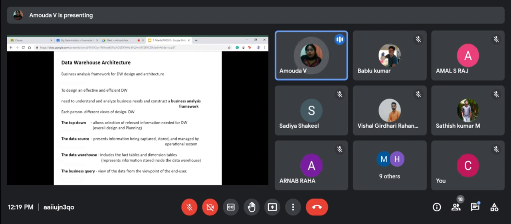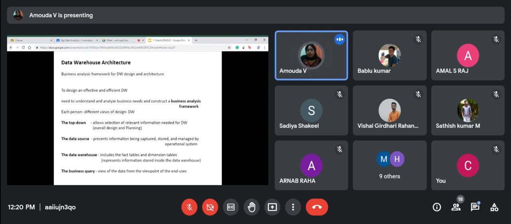Because a layperson may see it in a different view, a manager may ask the query with a different perception, and the higher authority may see the data differently. The query may differ. So the architecture should be designed top down: overall design and planning, allowing selection of relevant information needed for the data warehouse, and the data sources. You know what I told you already.